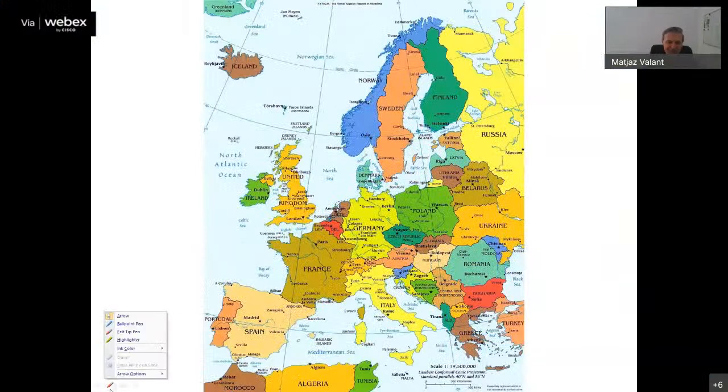What I'm showing you is the map of Europe. As you can see, it's quite colorful with a lot of small and a little bit bigger countries. I'm going to draw your attention to this little blue dot here. This is my little country where I'm coming from. It's a small country, 2 million population, but we are part of a bigger community called the European Union.